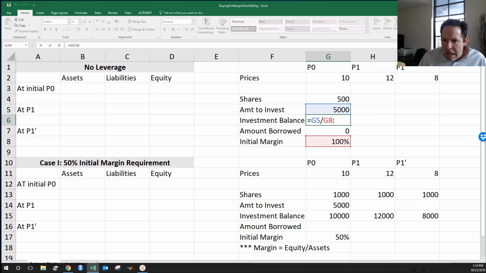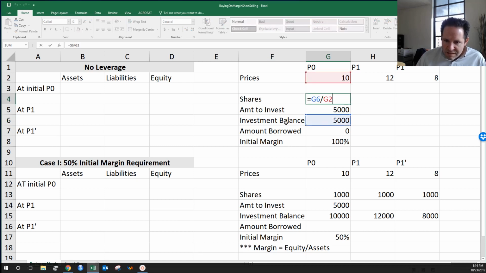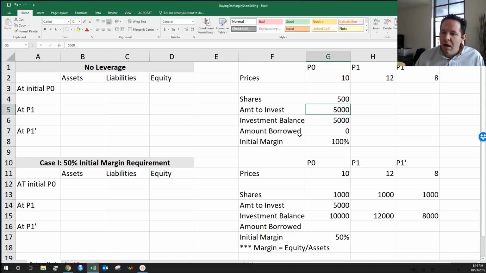I actually made it so that it was available in here. Next thing is, this seems like a bit of an unnecessary step. We'll explain the initial margin part of this, but this is just to embed: if you have $5,000 to invest and you're not borrowing any money to augment what you can purchase, you still just have $5,000 to put into this position, and so that's why we're referencing this cell called investment balance rather than the amount to invest.